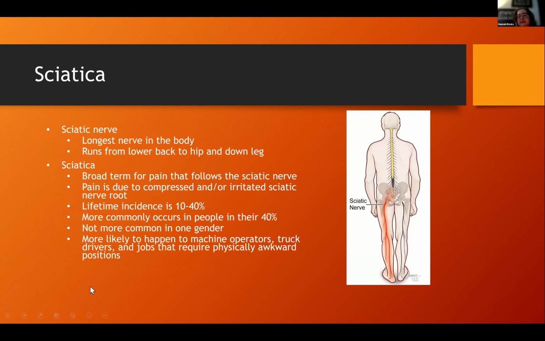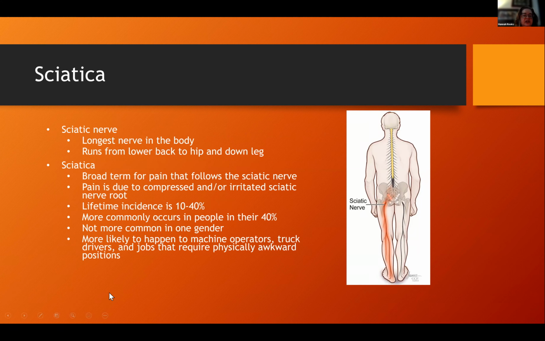So first, you can't talk about sciatica without discussing the sciatic nerve. It is the longest nerve in the body, and it originates in the lower back and at the base of the spine and above the tailbone. It goes from the hip down the leg, and it has several smaller nerves that go into the thighs, knees, calves, ankles, feet, and toes.